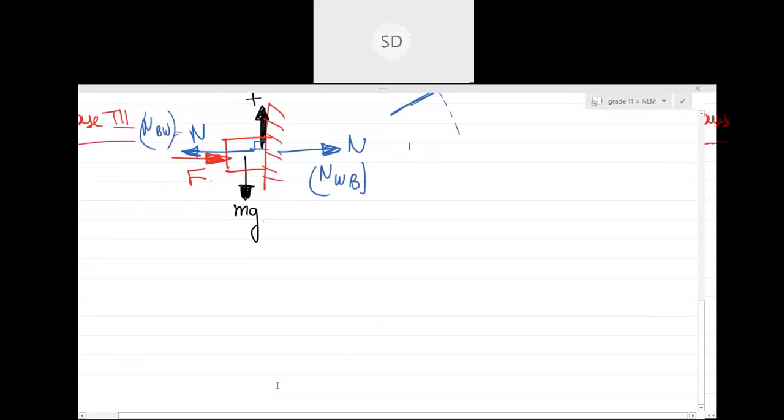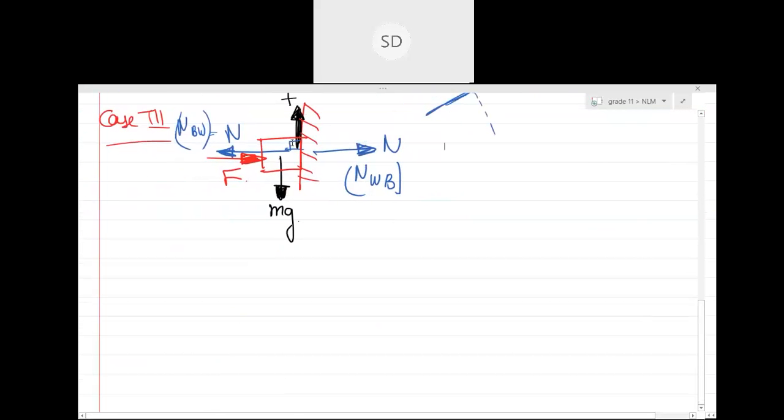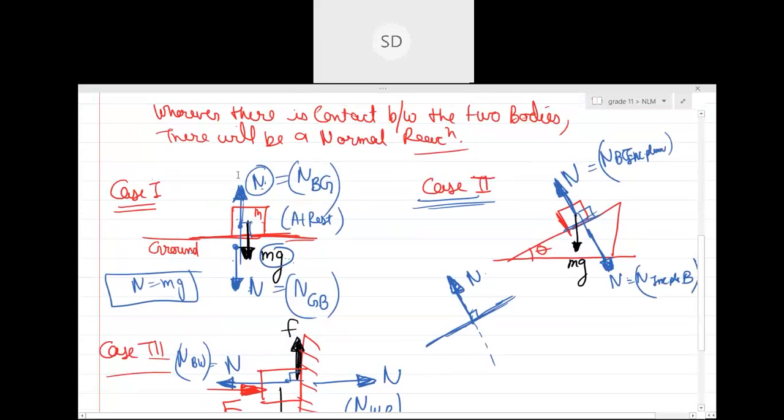Right? So we have seen these types of surfaces. We have seen a normal ground level like this, completely horizontal. So can you see the normal reaction acting on the block was perpendicular to this surface? Yes or no? Similarly, if I place it on an inclined plane, the normal reaction will be perpendicular to the surface of the incline. Yes?